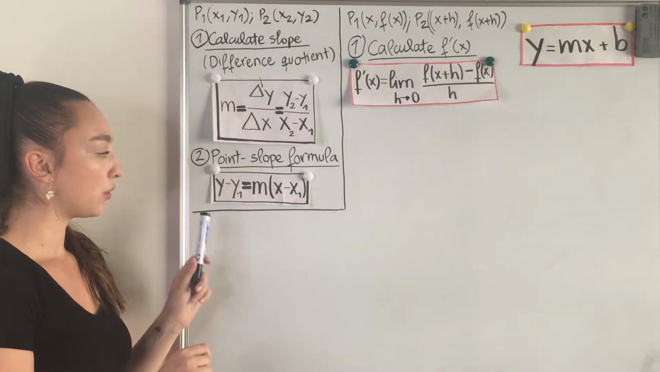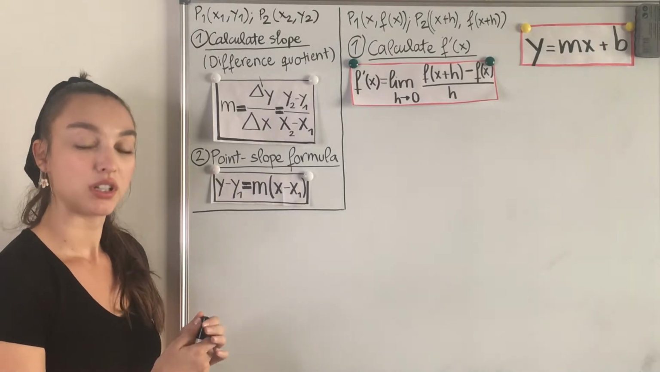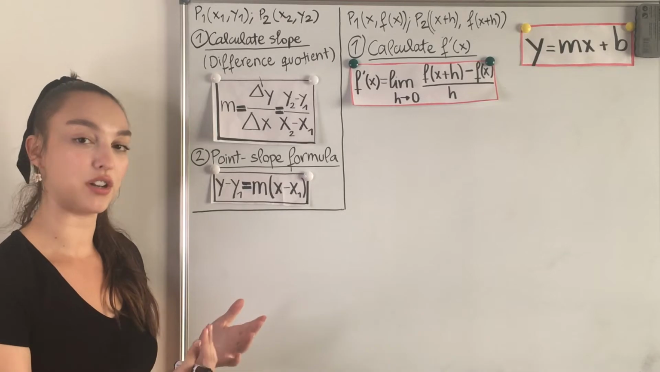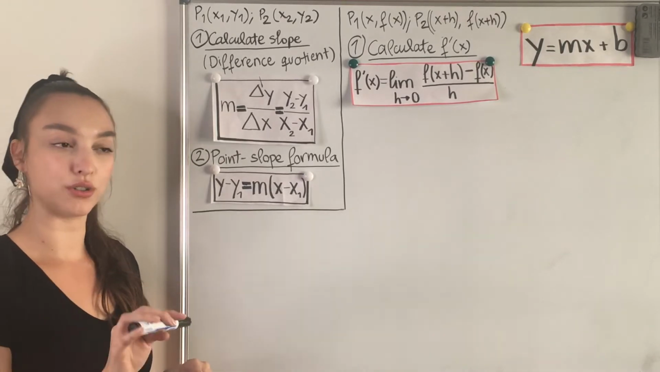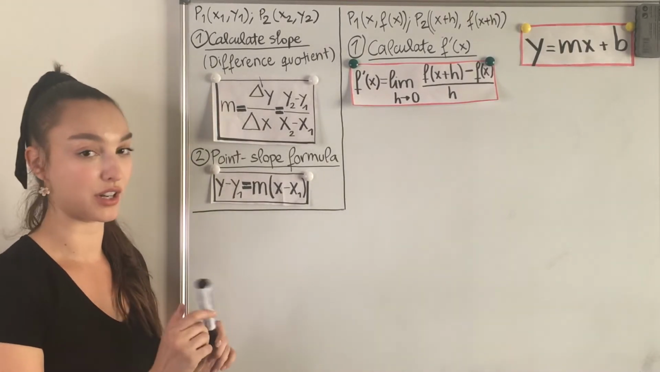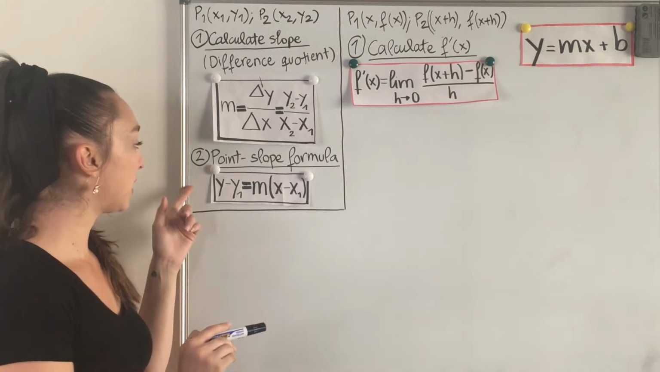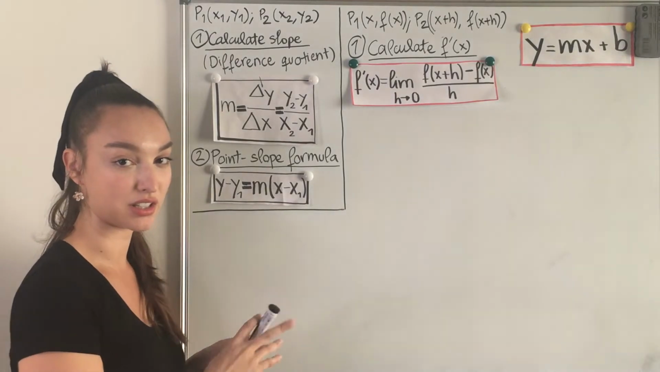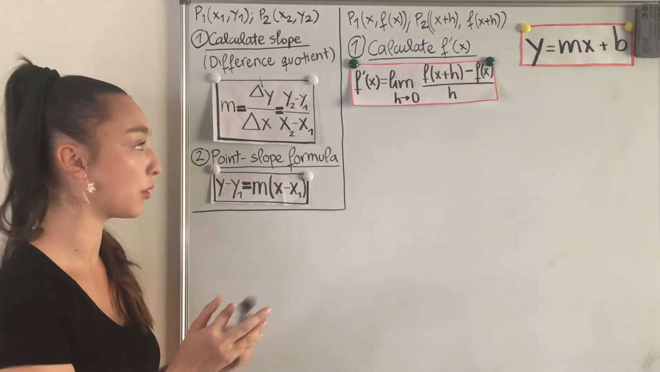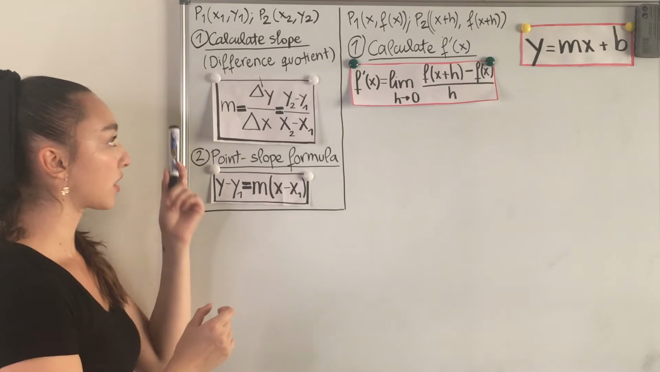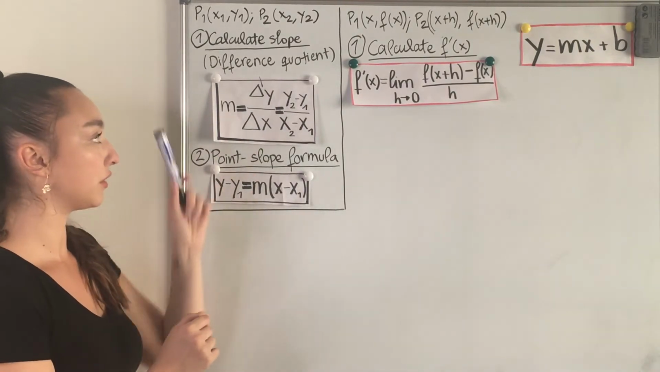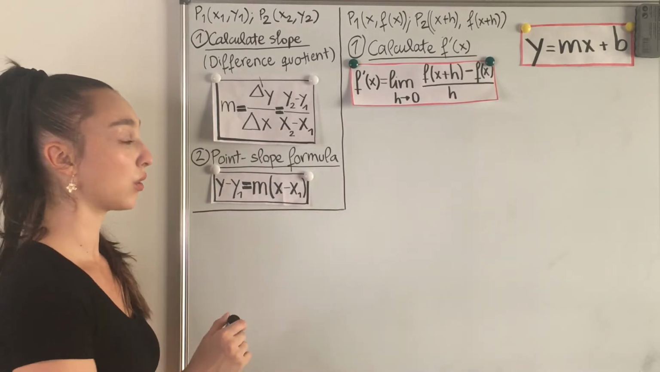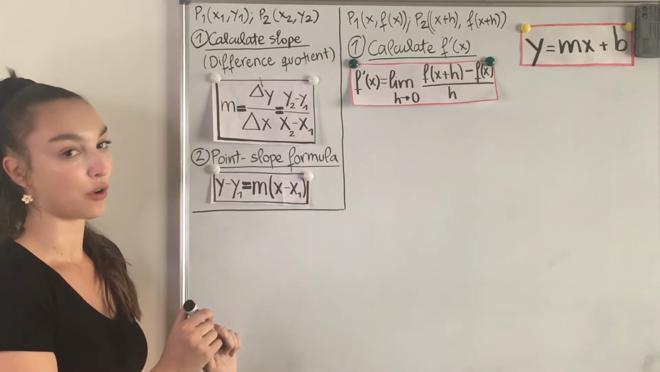Now we're going to follow the same steps that we use to calculate the general equation of a linear function from 2 points. I'll also leave the link down below to that video so you can check it out first. But basically this is like a little summary of that video. When we have to calculate the general equation of a linear function from 2 points, we first calculate the slope through the difference quotient equation, and then we calculate the entire general equation with the point slope formula.